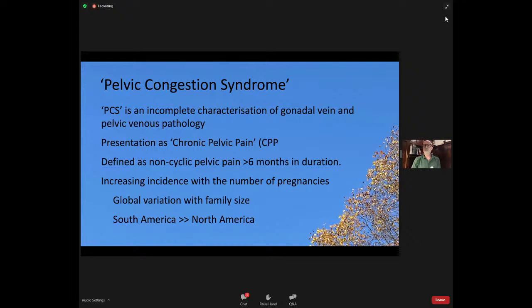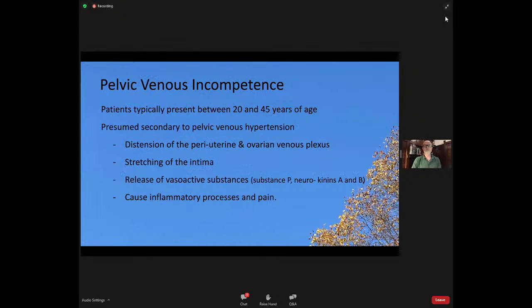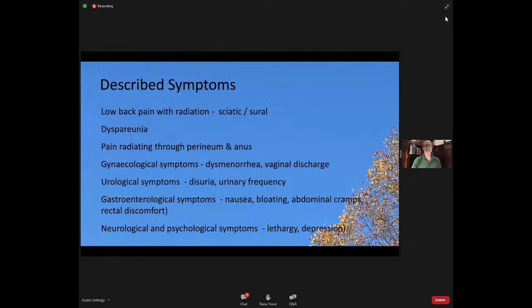And so obviously within your own country, if you have big family sizes, this is likely to be a higher condition. And in a lot of Western countries with family sizes dropping off, it's a less common condition. Typically presents obviously around that childbearing age and with increased gravida. And it's presumed secondary to this chronic hypertension in the pelvis, causing distension of the veins, releasing these substances that cause inflammation. And that inflammation is what's leading to this chronic pain.